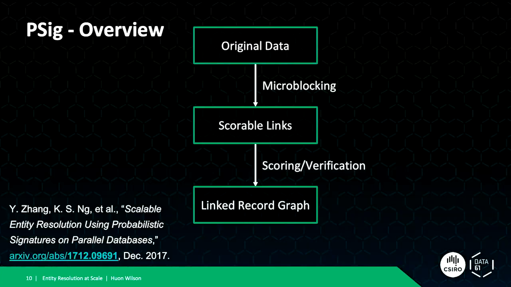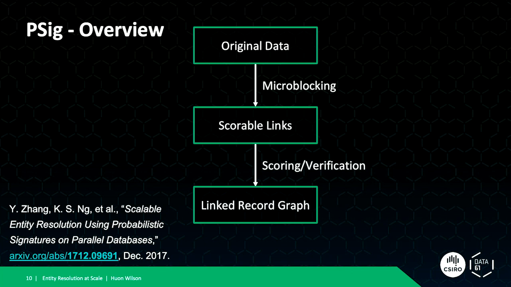So the first step is we start with our original data, unsurprising. And then we compute a series of small sets of records called microblocks. Within those blocks, we link up the data. And we hope that those links will only be between records that might be the same entity and not between records that are probably different entities or obviously different entities. Once we've created these links, we can then score or verify them to create a graph, a network of our records and then the links between them with weights for the scores.